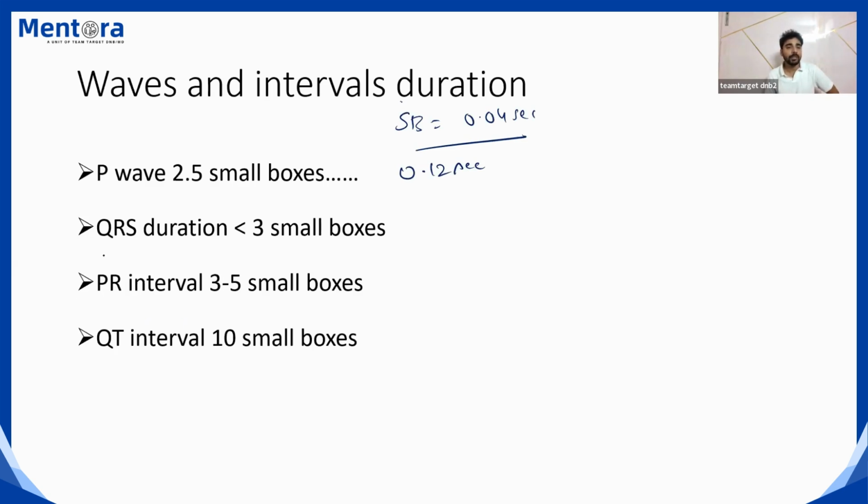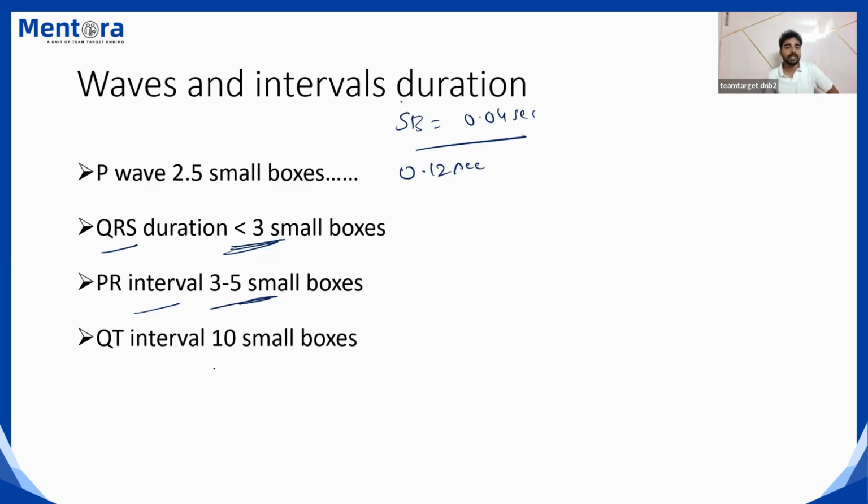And QRS is very, very important. QRS, 3 letters are there. It's only less than 3 small boxes. If it is more than 3, it is wide QRS. If it is less than 3, it is narrow QRS. And then comes the PR interval, it is 3 to 5 small boxes. Very important. Just 3 to 5 small boxes.